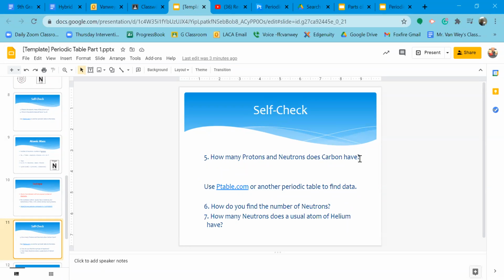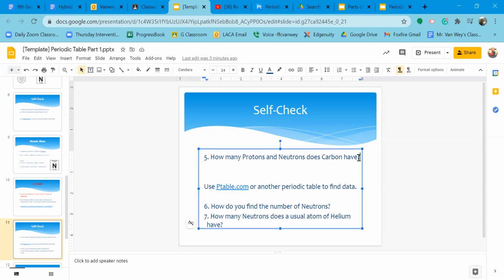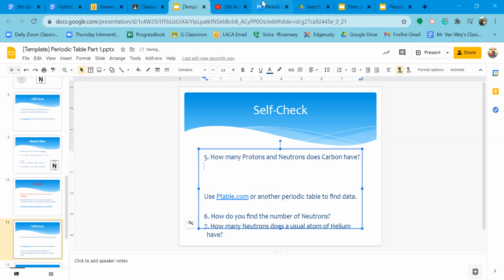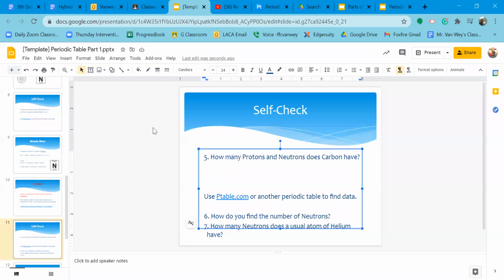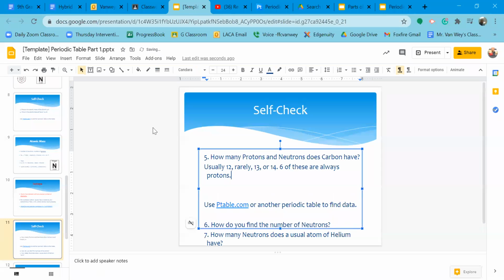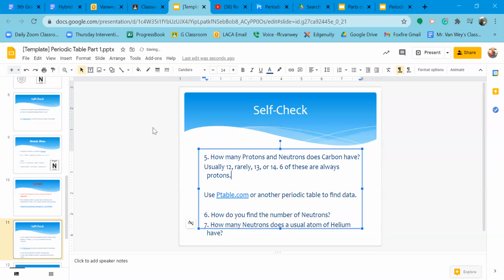So how many protons and neutrons does carbon have? Well, we can look on the periodic table here, okay? It has a mass of 12, so usually 12. Sometimes, we should say rarely, 13 or 14. 6 of these are always protons, because if carbon had extra protons, it wouldn't be carbon.